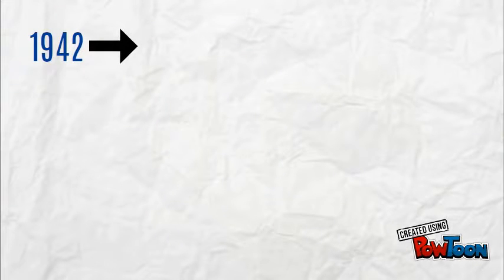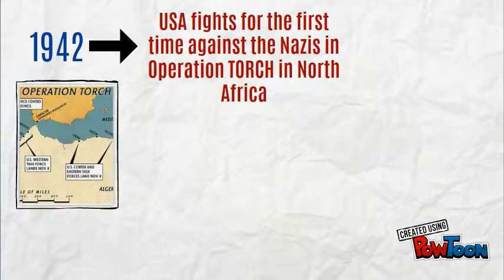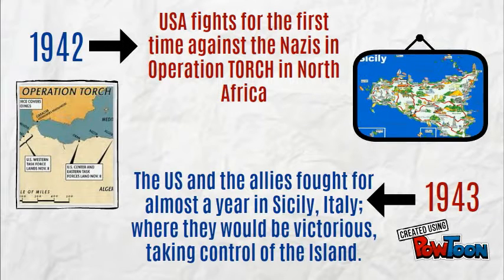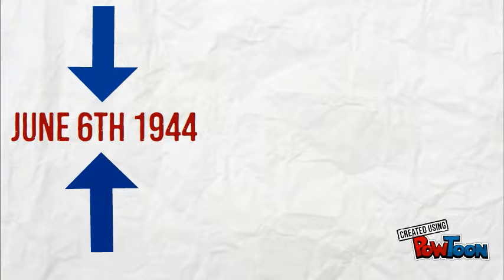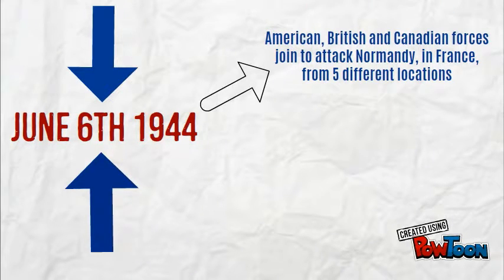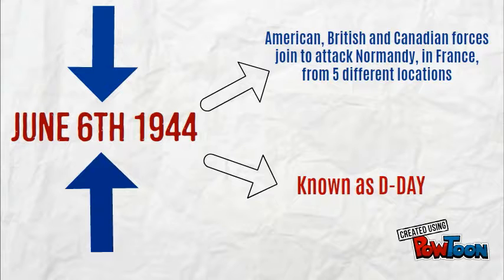In 1942, the US entered the European theater, where they fought the Nazis for the first time in North Africa in Operation Torch. The US and the Allies spent most of 1943 fighting in Sicily, where they defeated Italy and Germany and took control of the island. Finally, on June 6, 1944, the US joined British and Canadian forces in the Battle of Normandy, also called D-Day. Allied forces landed on five separate beaches in Normandy, France.